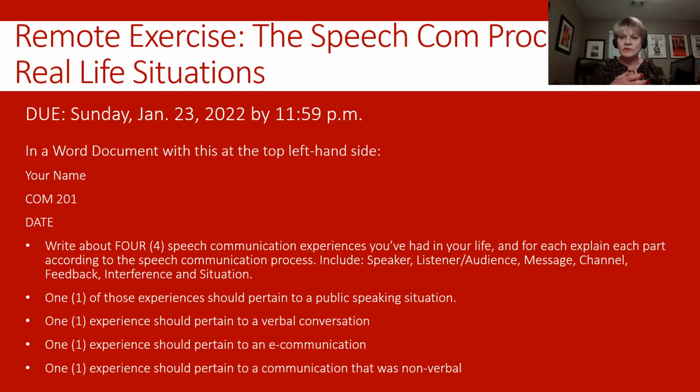I want you to say what the message is or was, and what the channel was. I want you to say what the feedback was, and not just one thing. Usually there's a variety of feedback. I want you to list what the interference was, and once again, not just one thing, because there's rarely just one bit of interference. Then describe the situation. So for all these 4 communication experiences, list all 7 parts of the process.